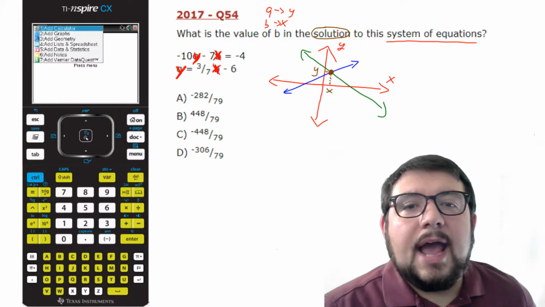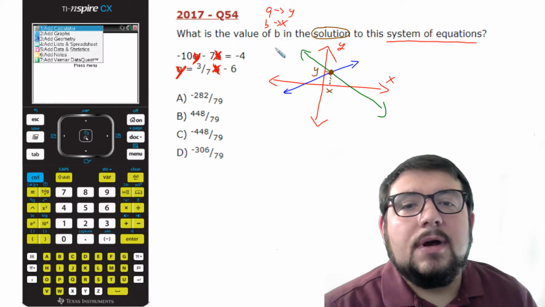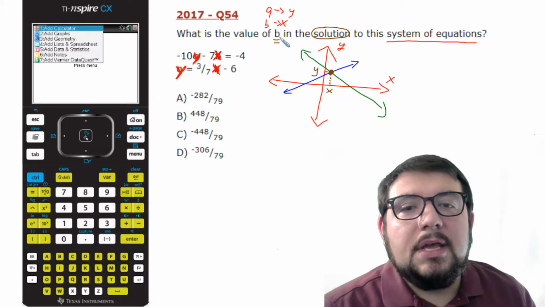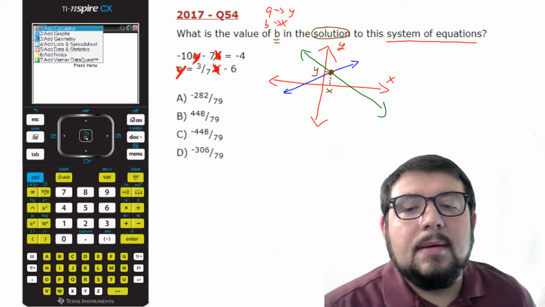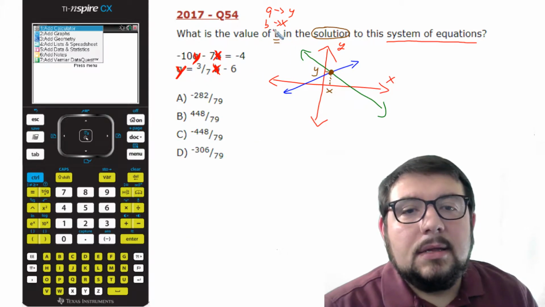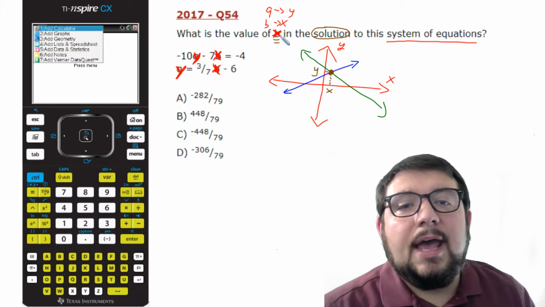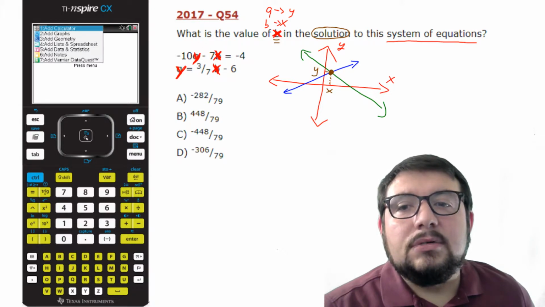Now, which answer do they actually want? They want to know the value of B. So on our calculator, which one of these will be B, X or Y? Well, I just wrote it down. B and X are the same thing. So the B value, I'm actually going to give them instead the X value. Remember we changed b to x. So we're going to give them the x value, and that's basically what we need to do.